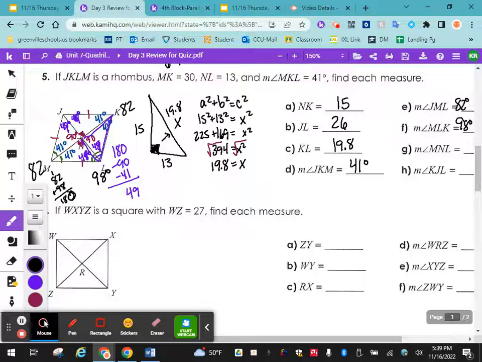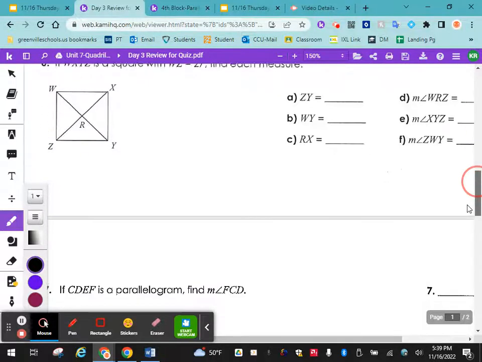M, N, L, the centers are all 90 in a rhombus, central angles. K, J, L, I'm tired, guys. K, J, L is 49 degrees. Okay? All right, keep going.